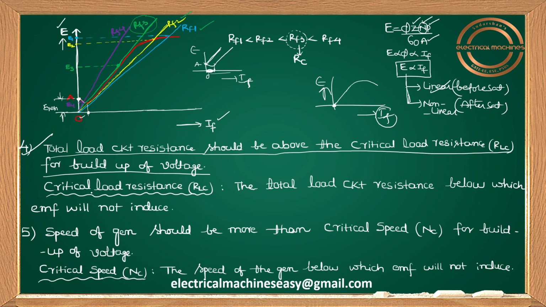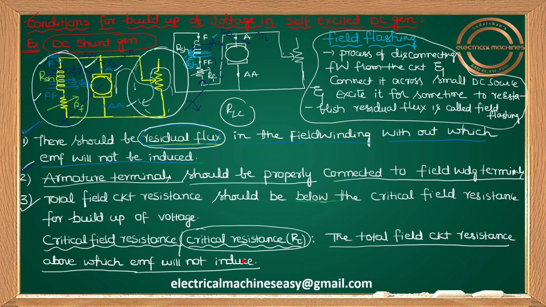So what is the definition I can give for this critical load resistance? The total load circuit resistance below which EMF will not induce. I told you already, you have to maintain some minimum value of resistance. If you maintain below that value, the entire current is flowing in the load circuit only. There is no current going into the field circuit, no shunt flux, no buildup of flux, no buildup of EMF.